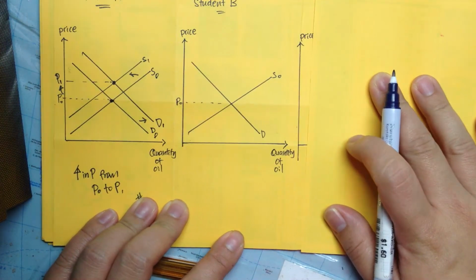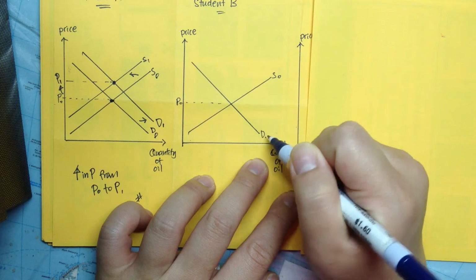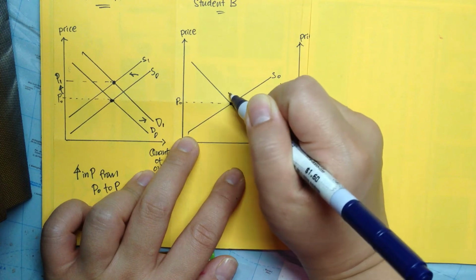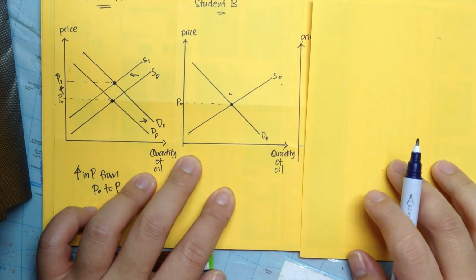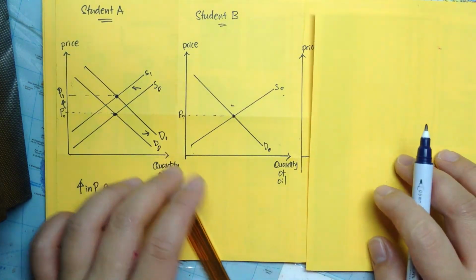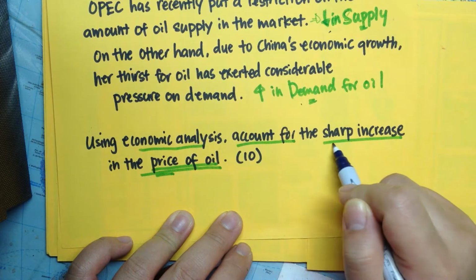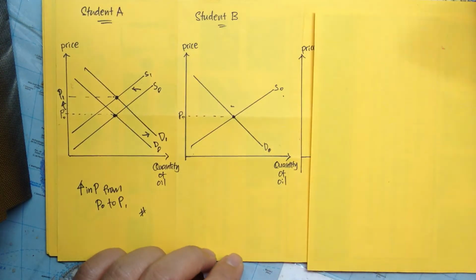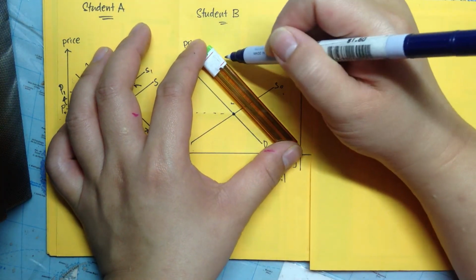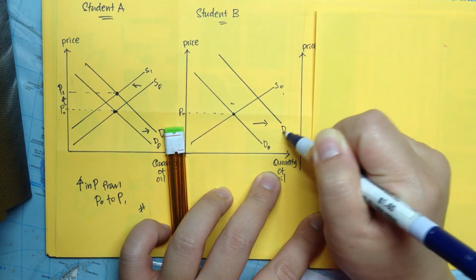This is student B, the original demand and supply curve, and this is my original demand curve, D0, original supply curve, S0, my original equilibrium point, P0. Similarly, there is an increase in the demand, so I want to show that there is an increase in demand. But at the same time, student B is a little bit smarter. He actually looked through the question and saw that there is a sharp increase. So in order to show the sharp increase, what student B did is to draw the extent of the shift of the curve by a larger amount. So this is my new demand curve from D0 to D1.